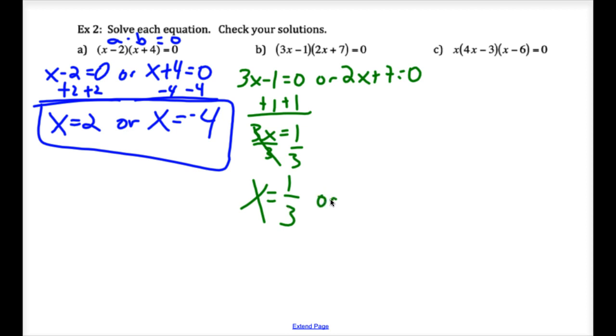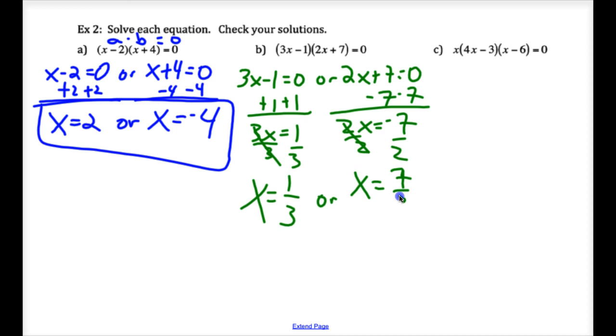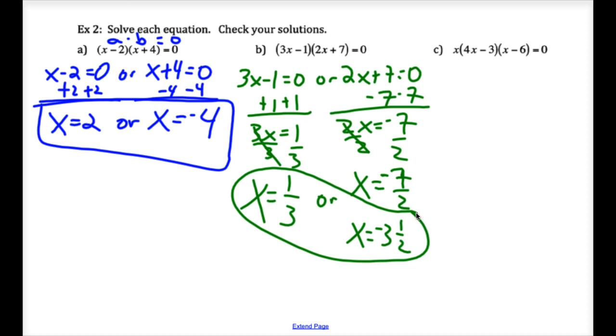And notice, I know that there's going to be two solutions here. Subtract 7. 2x equals negative 7. x equals negative 7 halves. You can either leave it as negative 7 halves, or you could write it as negative 3.5 like Aaron said. I don't care if you leave it improper.